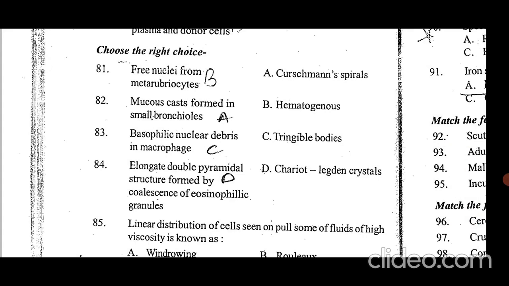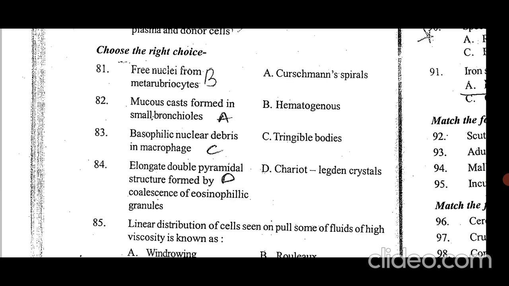Basophilic nuclear debris in macrophages is called tingible bodies. If a macrophage has basophilic nuclear debris, then it will be the tingible bodies. And the free nuclei from metarubricytes are hematogones. Bronchioles having mucus are the Curschmann's spirals.